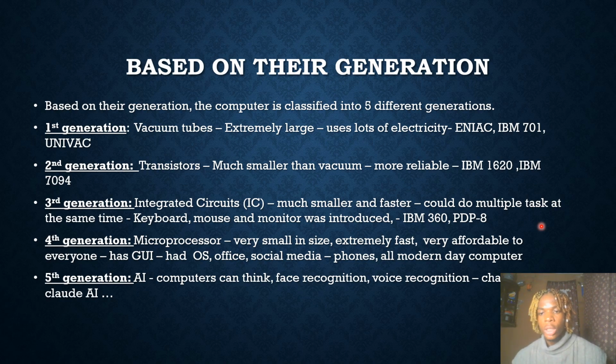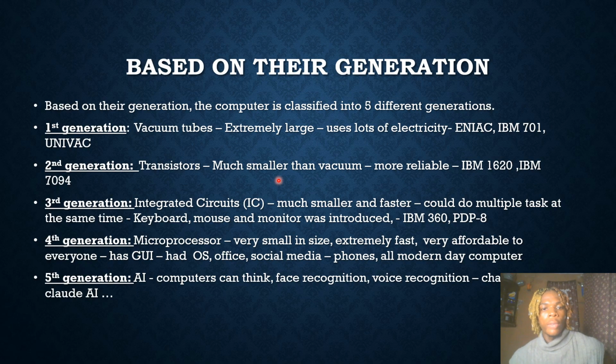Now let's see what happened between these generations. In the first generation, we use the vacuum tubes. Now, when we say the vacuum tubes, you'll be like, is it the one we use to clean? No, it's not the vacuum for cleaning. It's just a vacuum tube. That's the name, vacuum tubes. So I just tried to make it very short and simple so that you can easily grasp how it looked and what it was used for.